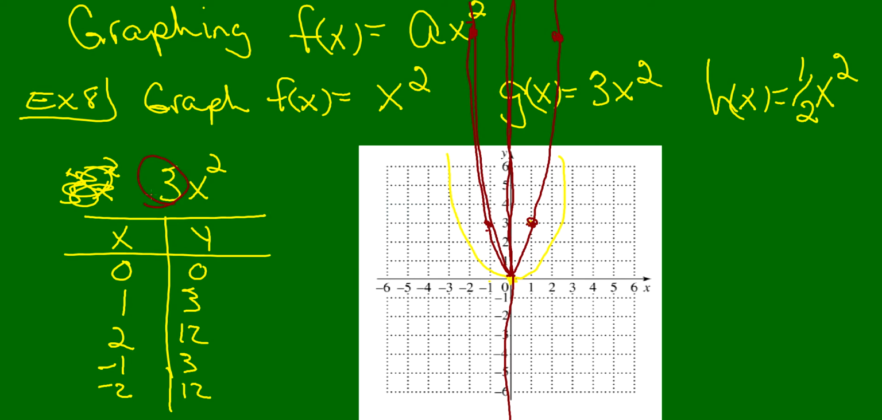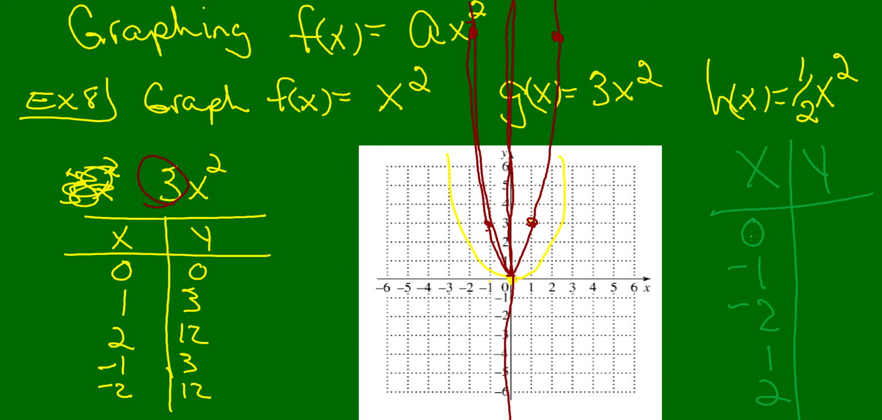Now we'll do the next one, and I'll use green here. I've got 1/2 x squared. Let's make a table with x and y. I need some points again for this. I'm going to say 0, -1, -2, and 1 and 2. We'll just take a couple of negatives and a couple of positives because of the parabola.